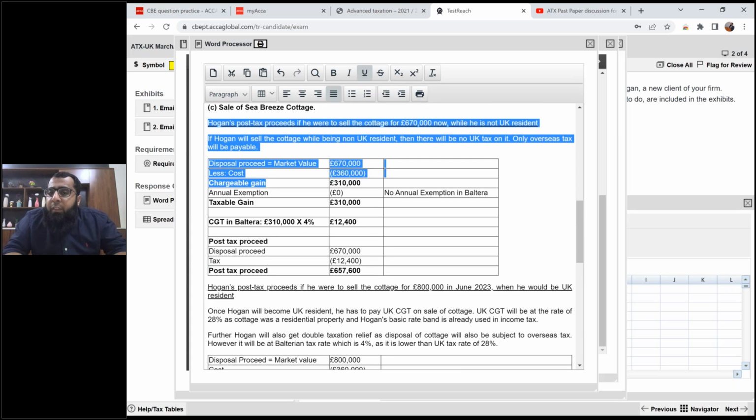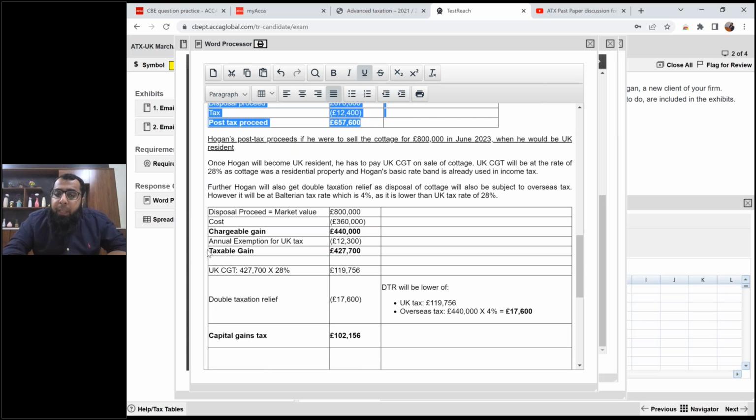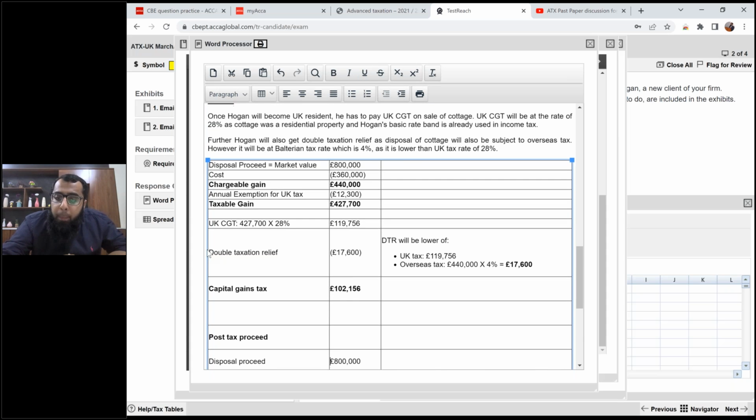Hogan's post-tax proceeds if he were able to sell the cottage now. Okay, this was very easy. If he is not a UK resident, then there will be only tax in Baltira. This was very much straightforward. There was no issue in it. If he becomes resident, then he will pay UK tax. There will be DTR. There was no issue in it.